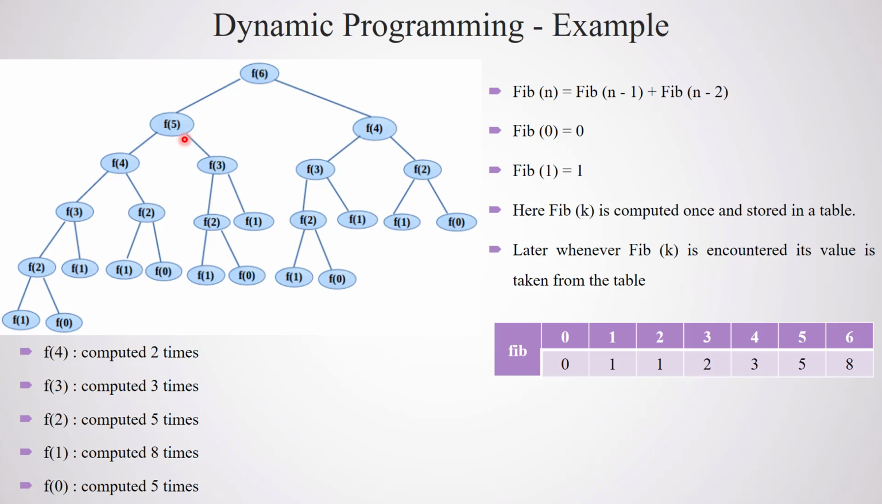So here we have the same subproblem: f4 twice, f3 computed thrice. Here one f3 is there, here one f3 is there, another f3 is here. If you apply dynamic programming, we have to calculate a particular subproblem only once. If you notice this recursion tree, we can see the overlapping subproblems, or the same subproblems. Fib of k is computed once and stored in a table. Later, whenever fib of k is encountered, its value is taken from the table.